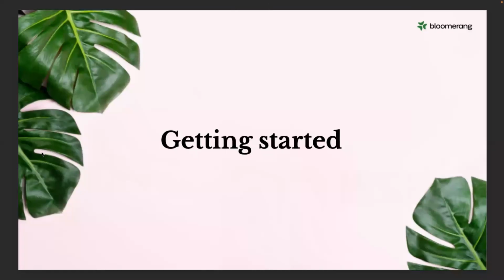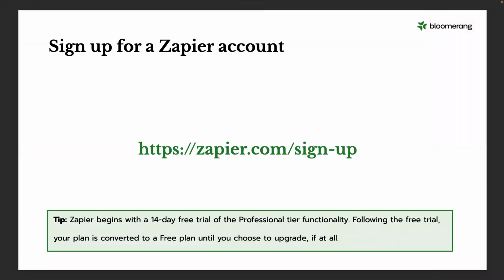So now it's kind of that what's next question. And what's next is getting started. So the first step is signing up for a Zapier account if you don't have one already. Zapier does begin with a 14-day free trial of what's called the professional tier functionality. And following the free trial, your plan is converted to the free plan until you choose to upgrade.